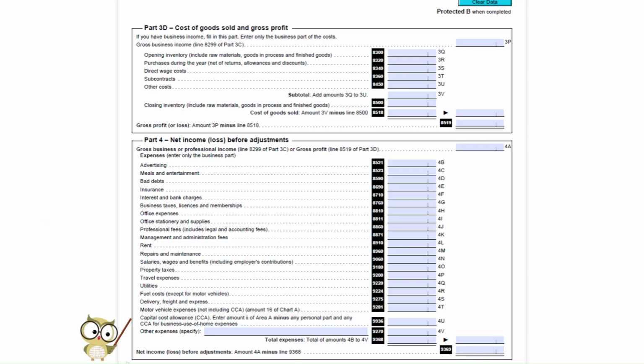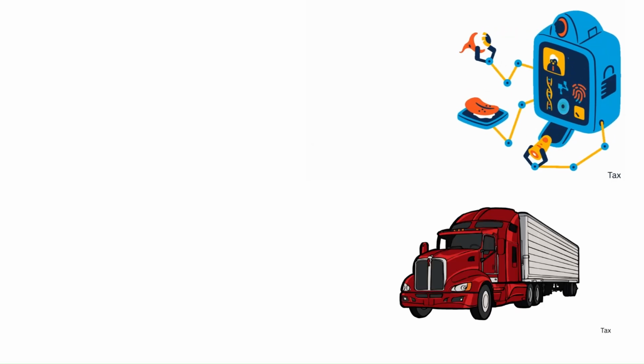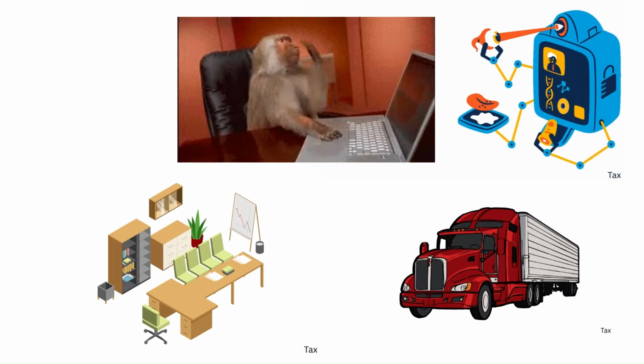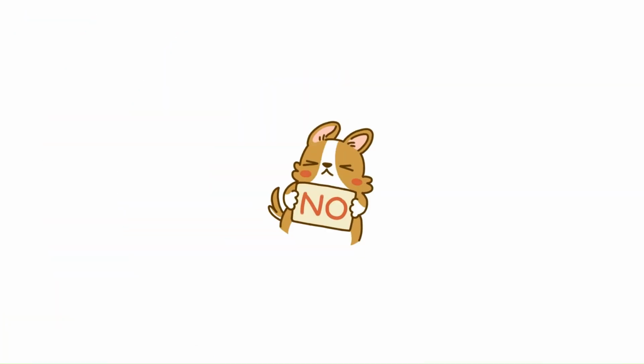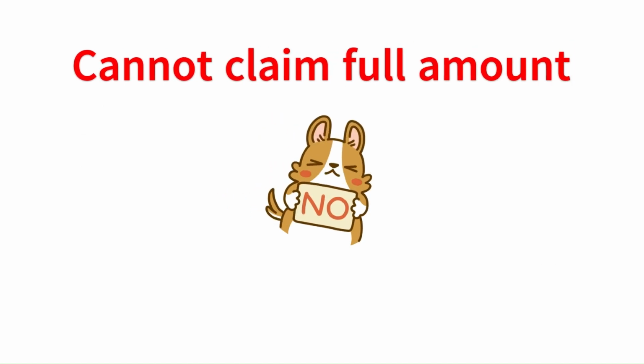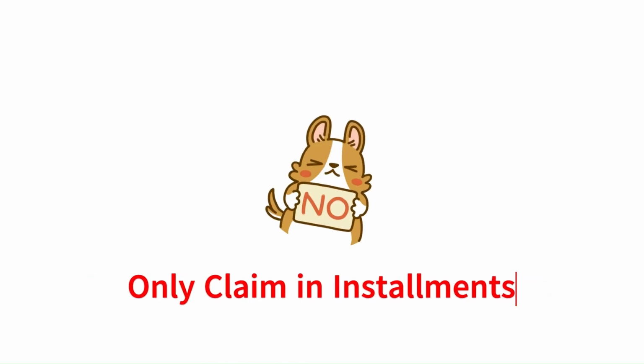That's basically a breakdown of expenses on big-ticket items. Let's say you purchased expensive machinery for business, or a truck, even a laptop, furniture, or a printer. These are all called capital assets, as they are one-time, big investment purchases. What makes it different is you cannot claim the full amount as an expense at once on your tax return. You can only claim the expense in installments, or breakdown, called CCA.